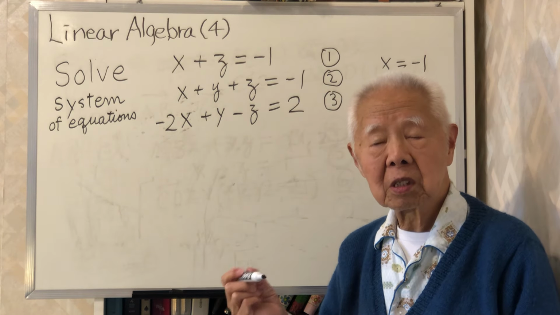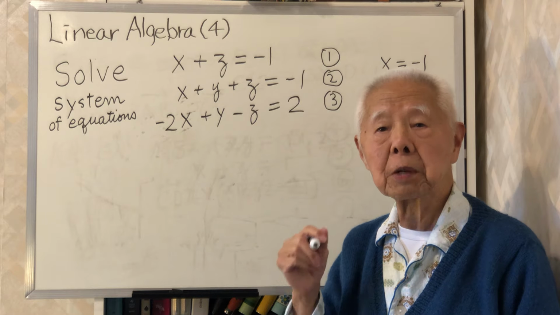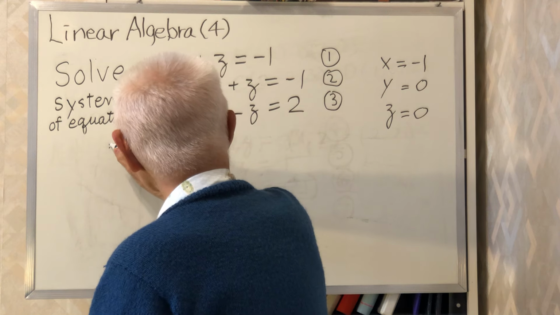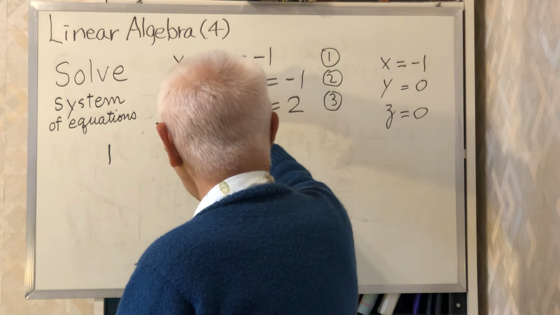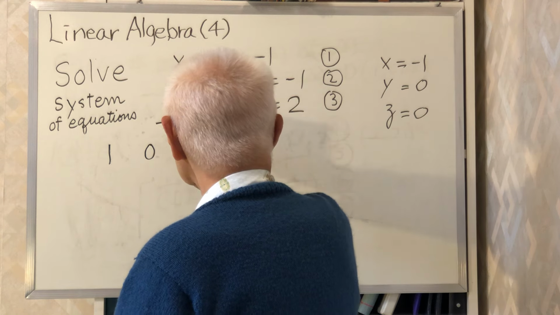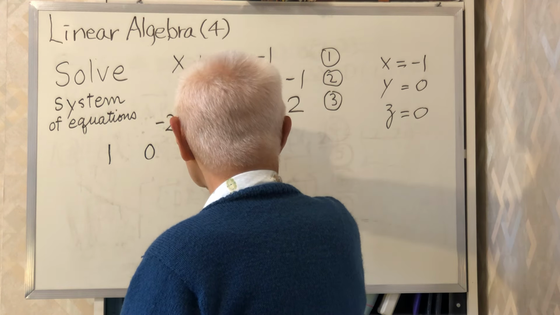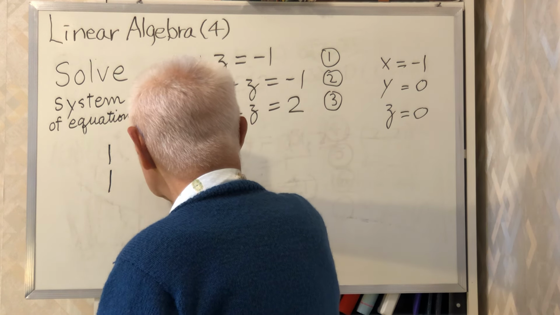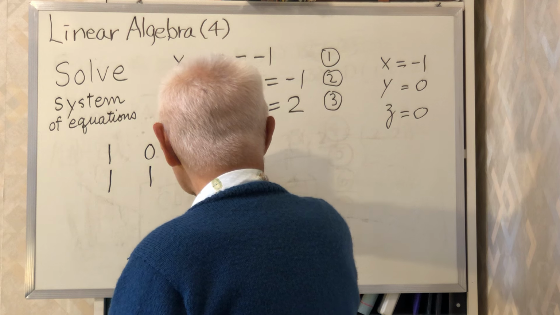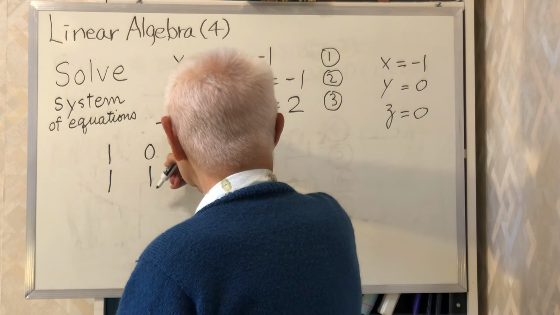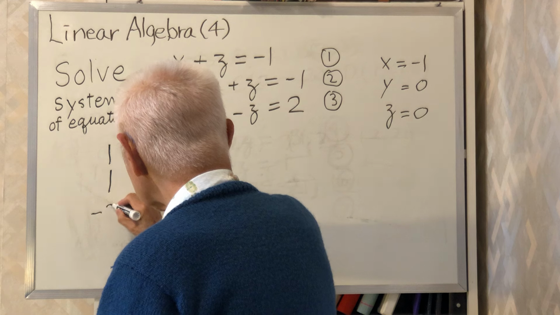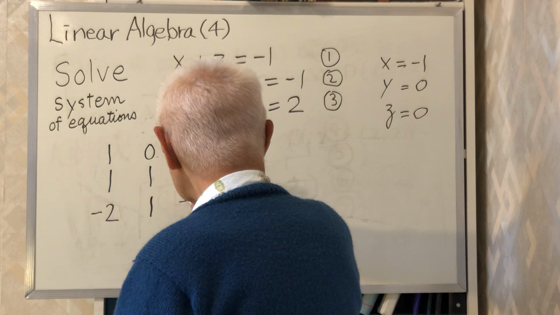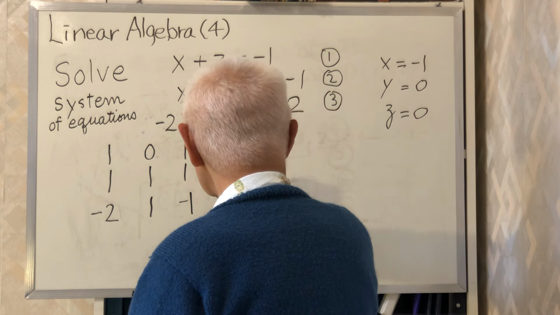Rewrite the given three equations using a matrix. Let's see: 1, no y, 1, negative 1. 1, 1, 1. Negative 1. Negative 2. 1, negative 1. 2.